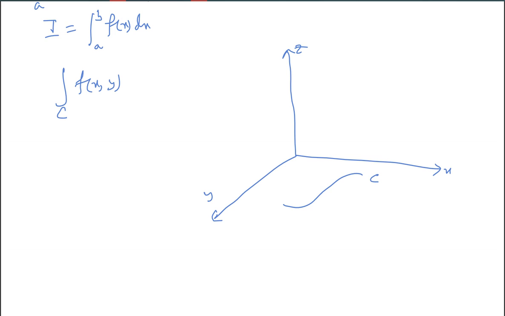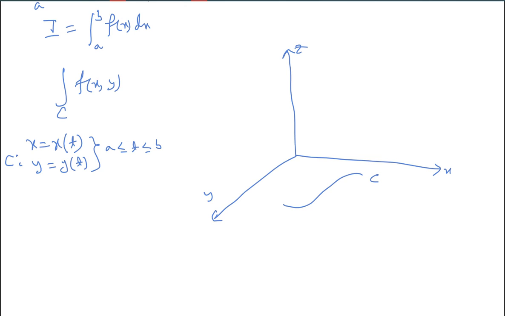Now any curve you can represent in parametric form, or maybe in Cartesian form. If you represent it in parametric form, suppose x is equal to x of t, where t is a parameter, and y is equal to y of t, where t runs from a to b. We can write any curve in this parametric representation. Suppose this is the curve C.